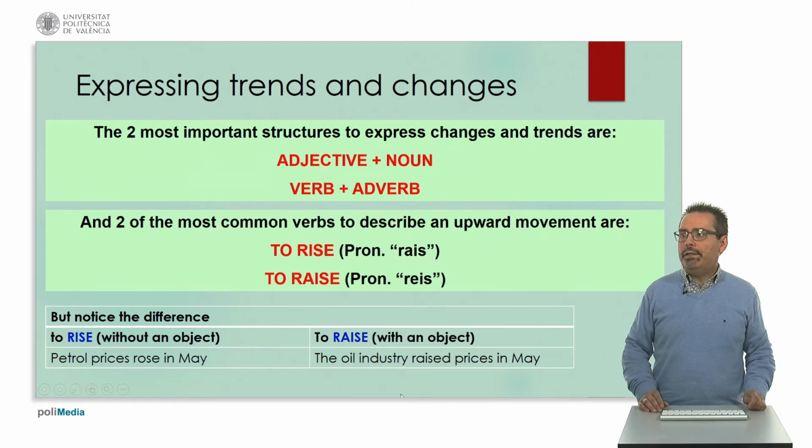You have to make a difference between to rise, without an object. This verb hasn't got an object. For example, petrol prices rose in May, and to raise, which needs an object. For example, with the same meaning, the oil industry raised prices in May. We have to take this into account.